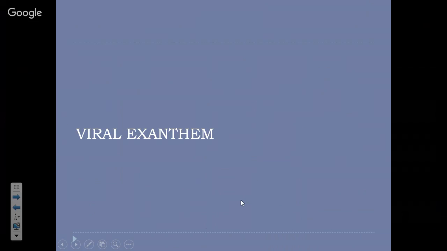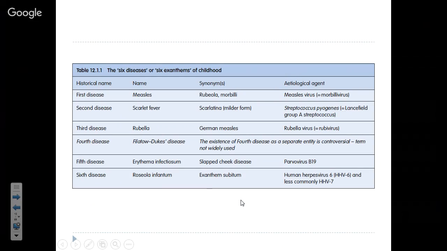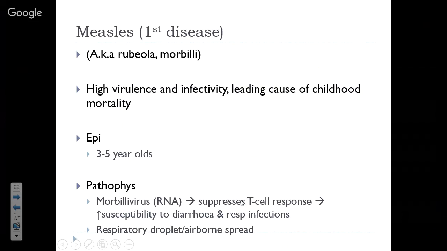All right. So moving on to viral exanthems. So there are classically 6 diseases or 6 viral exanthems of childhood described. So we'll just go through them briefly. The first one is measles.